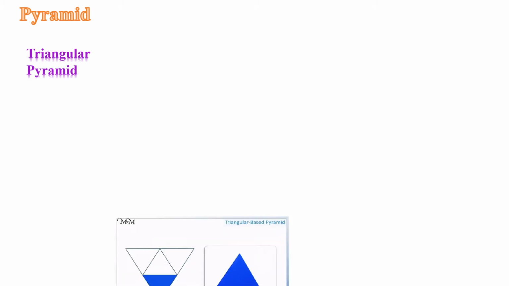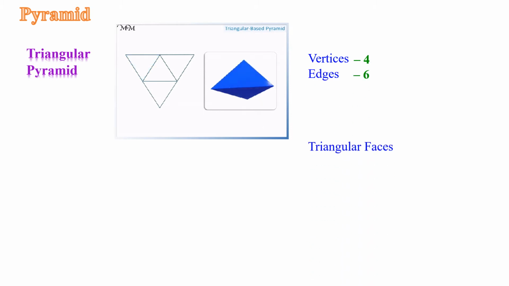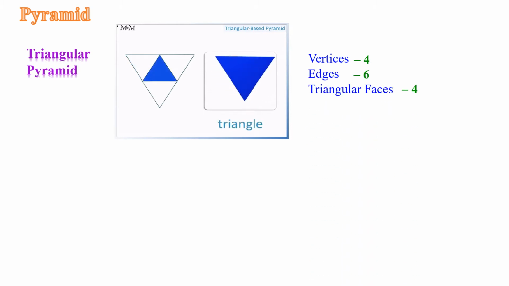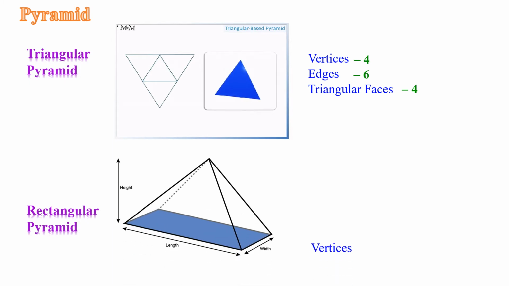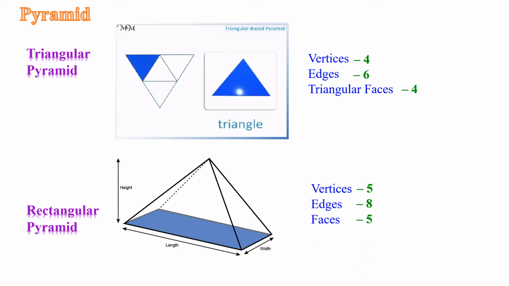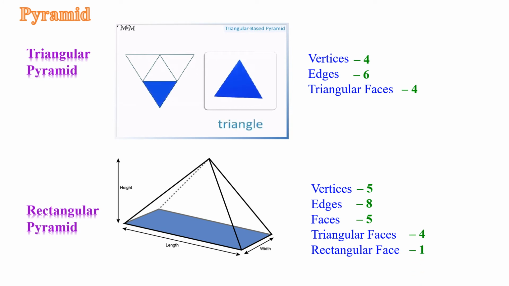Triangular pyramid. A triangular pyramid has vertices 4, edges 6 and triangular faces 4. Rectangular pyramid. A rectangular pyramid has vertices 5, edges 8 and faces 5. Of these faces, 4 are triangular and 1 is rectangular.